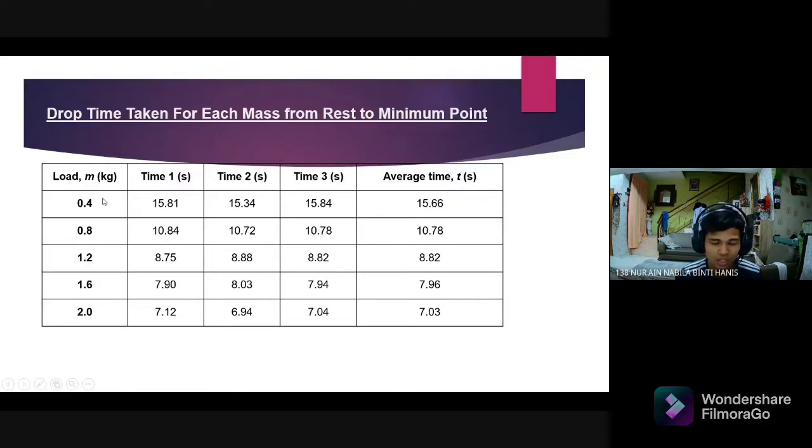Okay, then we repeat the experiment with 0.8 kilogram and also 1.2 kilogram, and we add 1.6 and also 2 kilogram. Okay, this is the average that we get from the experiment.